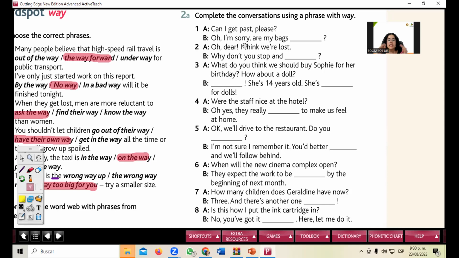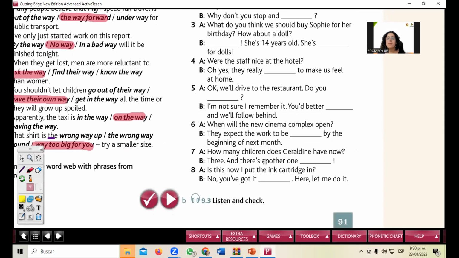It's correct. So they expect that the work is in progress, the work to be underway by the beginning of next month. All right, don't worry, we will listen again. If you didn't get the answer, we will listen to the whole recording so you can get the answers there. Okay, for Manuela, number 7. No, teacher, I don't have the answer for that one. Okay, let's continue.